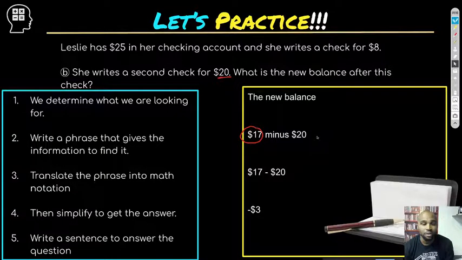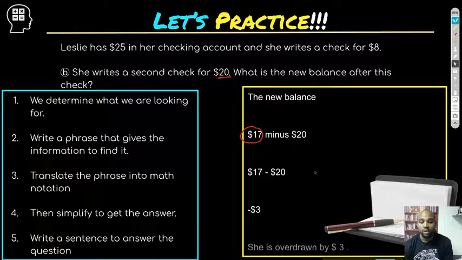But here's a side note. It's not going to be negative $3 because usually if you go below zero in a banking account, they charge you fees, $25 to $35. Don't ask me how I know, but they do. So either way, she's at negative 3 now.